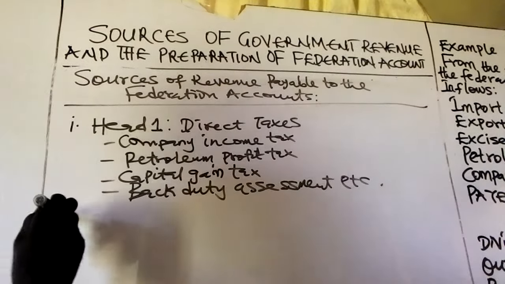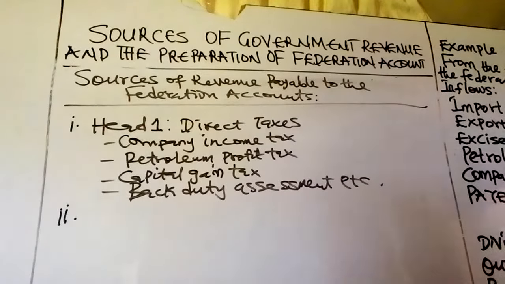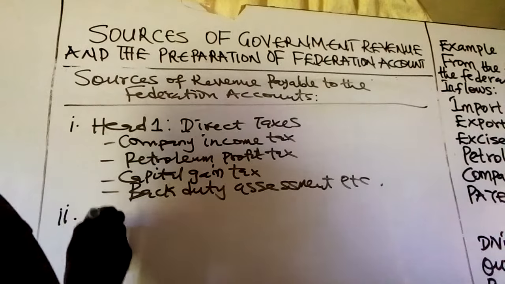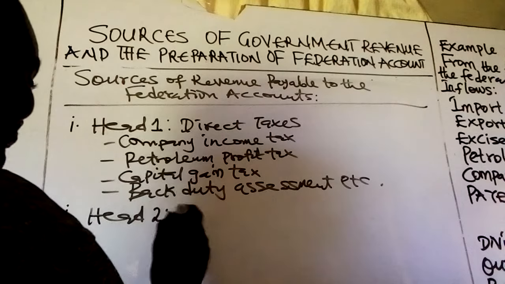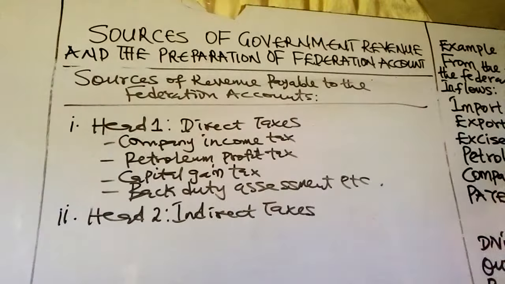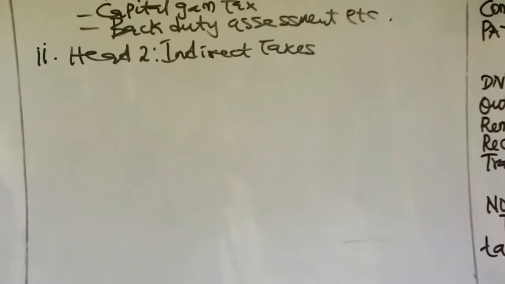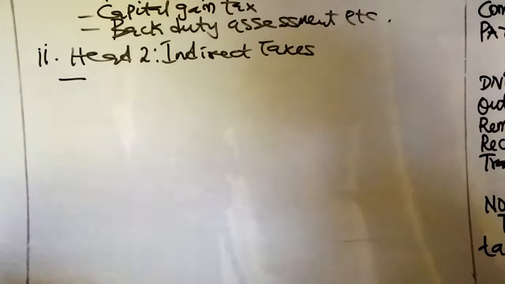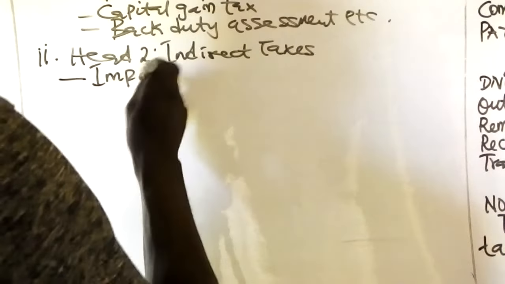The second revenue head that will be entered, I'm telling you that there are three revenue heads that will be entered into the Federation account. The head number one is direct taxes, and head number two is indirect taxes. They are tax on goods and services. I've told you that indirect taxes are taxes on goods and services. So those indirect taxes that will go into the Federation account include, number one, import duties.